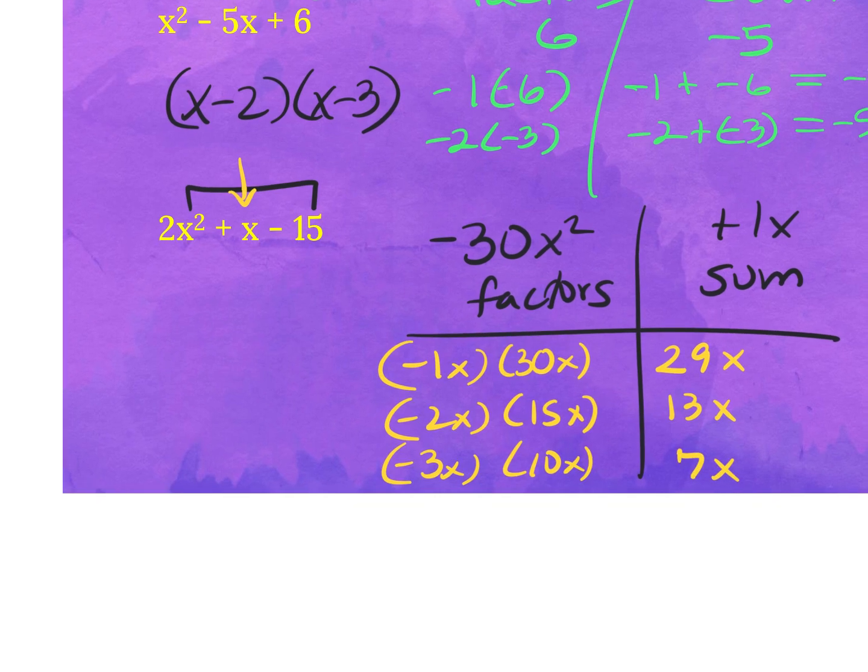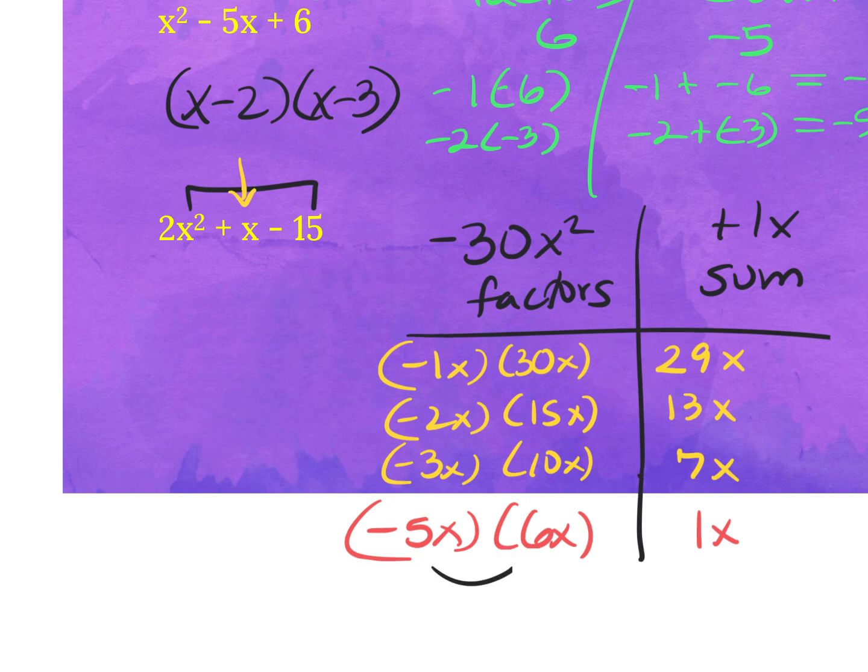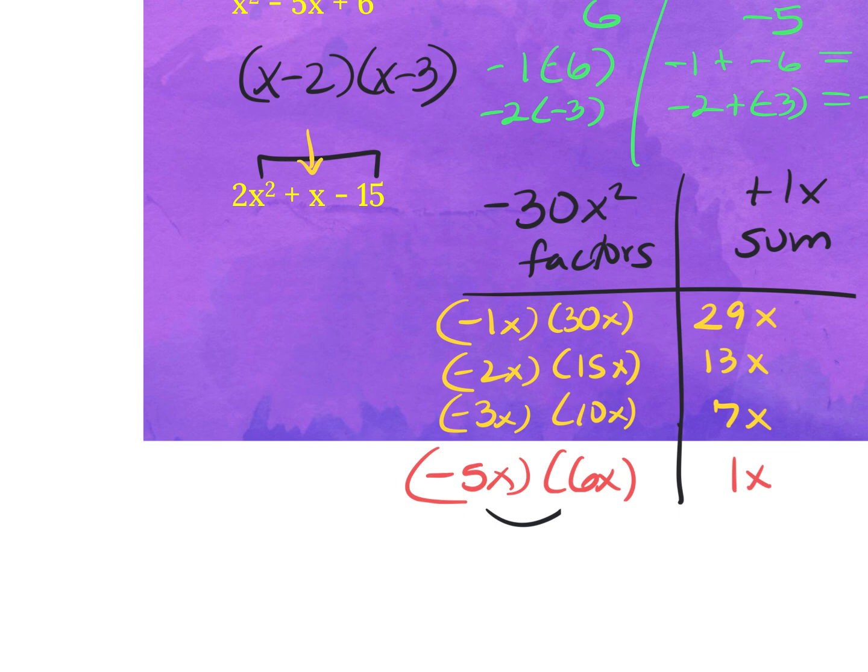And now, the one that's going to work: -5x times 6x gives me the positive 1x. Notice 5 and 6 are consecutive numbers. So this is a clue that whenever that sum is a 1, the 2 factors are going to be numbers right next to each other. So now you're going to take those 2 factors, and we're going to turn our trinomial into a 4-term polynomial.